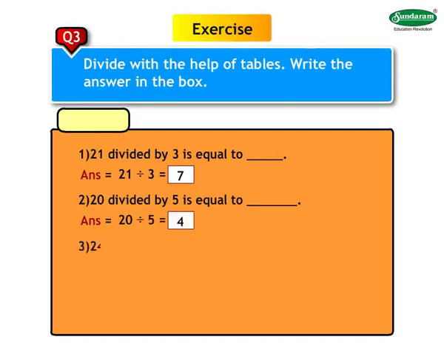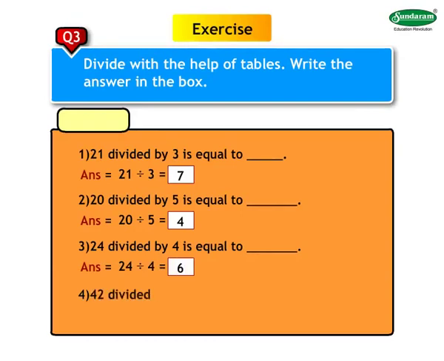3. 24 divided by 4 is equal to dash. 4 multiplied by 6 is equal to 24. Hence, 24 divided by 4 is equal to 6. 4. 42 divided by 6 is equal to dash. 6 multiplied by 7 is equal to 42. Hence, 42 divided by 6 is equal to 7.